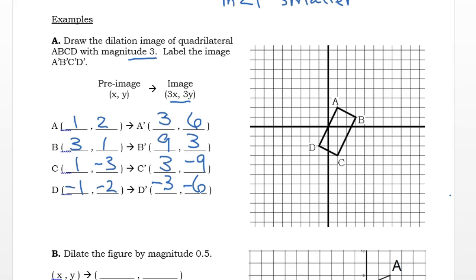So our new A would be at 3, 6. So we're going to go 1, 2, 3, 1, 2, 3, 4, 5, 6, and here is our new A. New B is 9 to the right and 3 up. 3, 4, 5, 6, 7, 8, 9 over, and 1, 2, 3 up. Here is our new B. C would be 3 to the right and 9 down. 1, 2, 3, 4, 5, 6, 7, 8, 9 down. And our new D would be 3 to the left and 6 down.